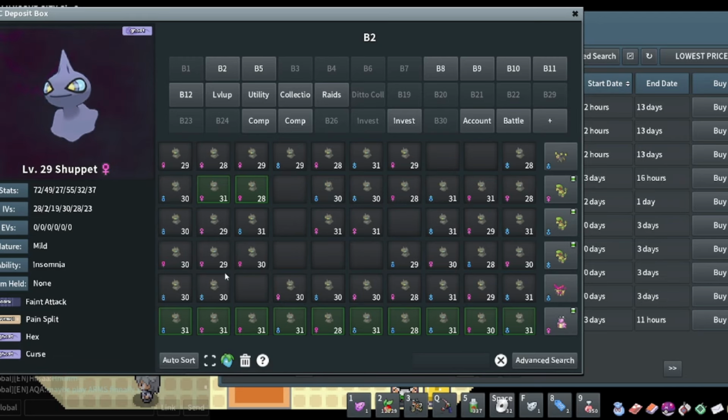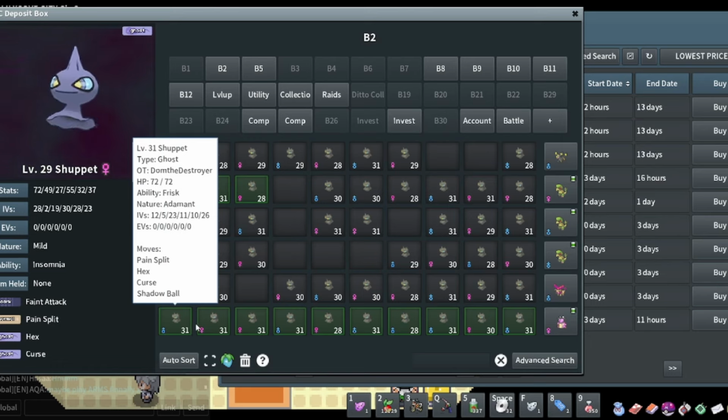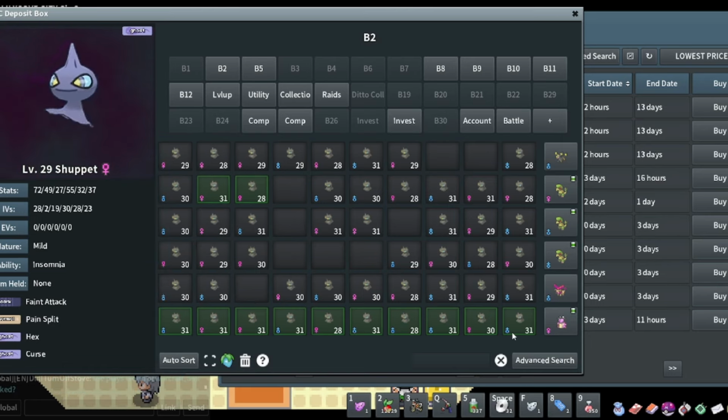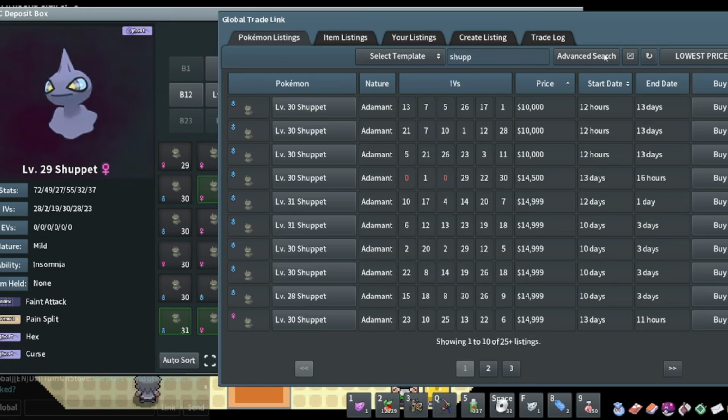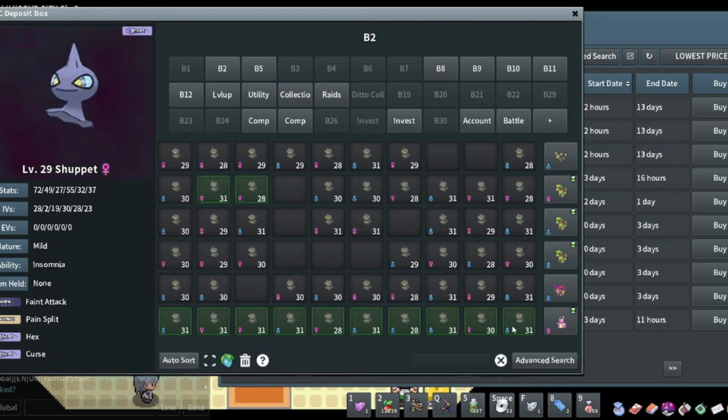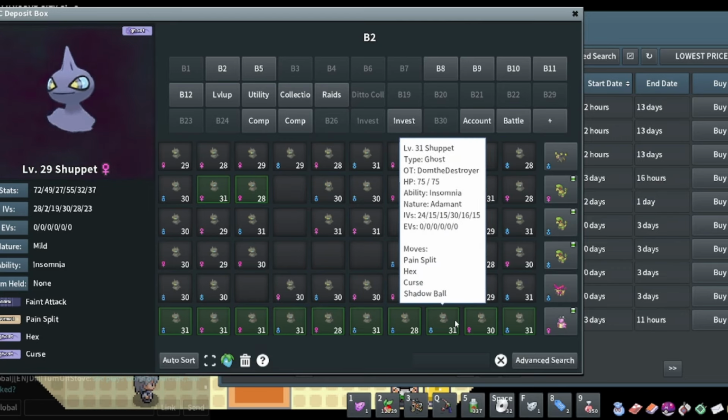This actually turned out to be a great money-making method. I also got a bunch of Frisk Adamant Shuppets, so I got 10 of these things. And on the GTL, they're actually going for about 10k a piece. So I just counted them as I'd sell them for like 9k a piece, get 8k profit from them.